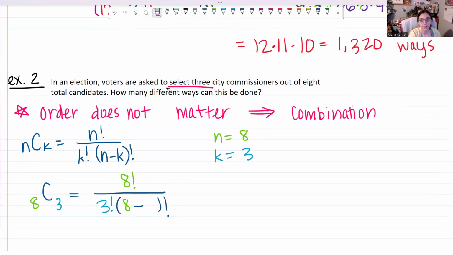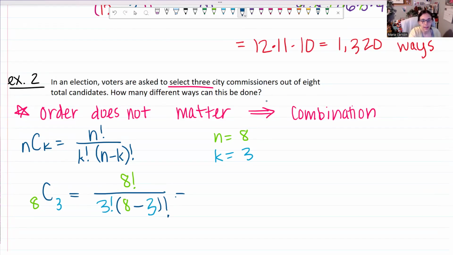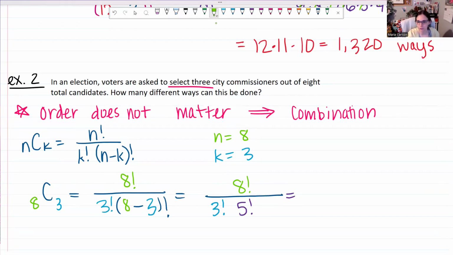Now, I really can evaluate most of this by hand. You can put it in a calculator, but you don't have to. So 8 factorial is still going to be in the numerator. And then in the denominator, I have 3 factorial times 8 minus 3 is 5, so 3 factorial times 5 factorial. Now I cannot multiply that together. What's really going to happen here is I'm going to write out what is 8 factorial, what is 3 factorial, what is 5 factorial.